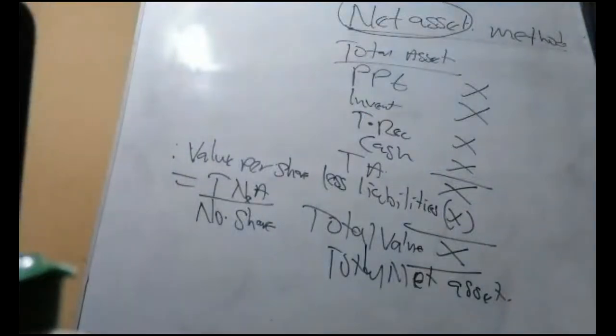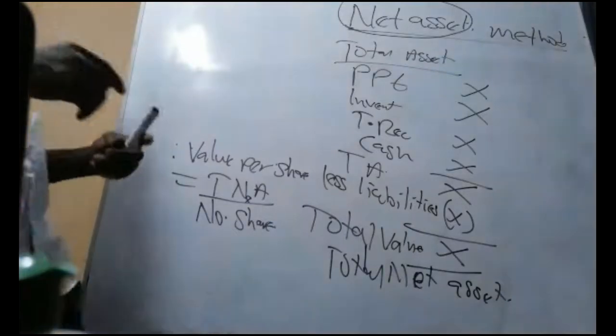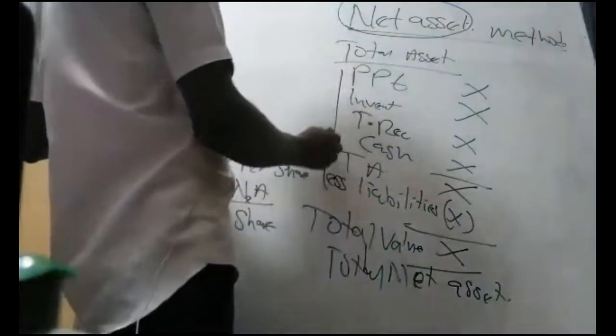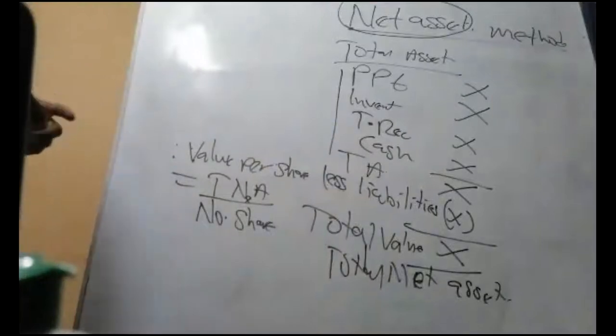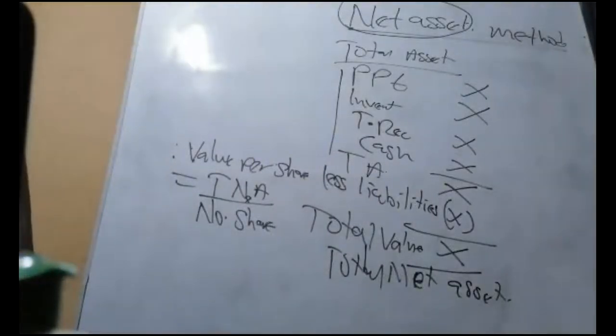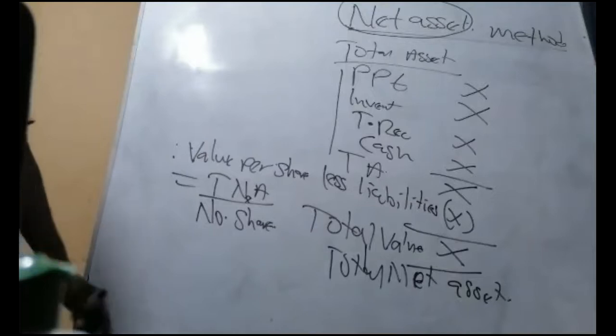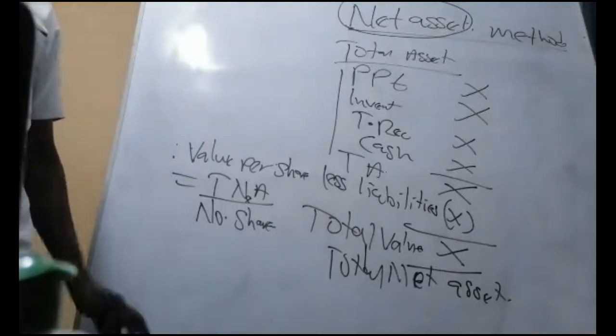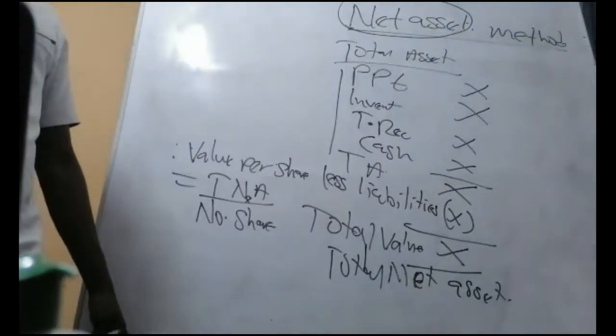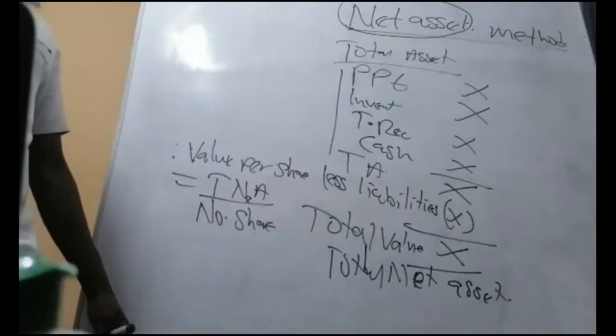Just that there are some rules that we have to adhere to. Not all items are picked, especially assets. We don't pick internally generated goodwill. Goodwill or any intangible asset that does not have an active market should be ignored, unless otherwise stated that this goodwill or intangible has an active market. We can generate some funds from it.